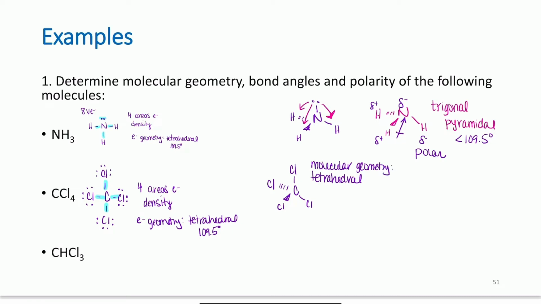So remember, electron geometry is what do the electrons decide the geometry is? Molecular is what is the molecule's actual geometry, with bond angles of 109.5. Now, chlorines are all more electronegative than carbon. So all of these are more electronegative, but they're all pulling on each other. It's a perfectly symmetric compound, which means it is nonpolar.